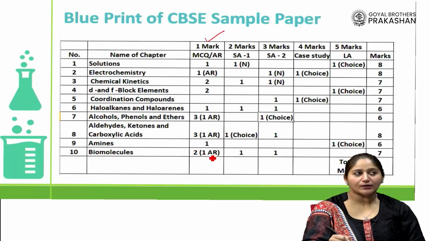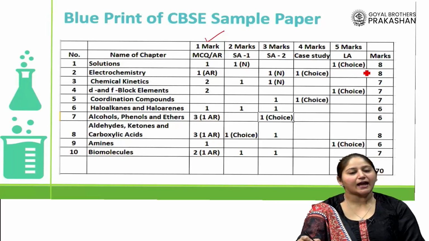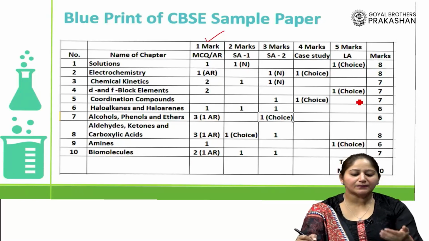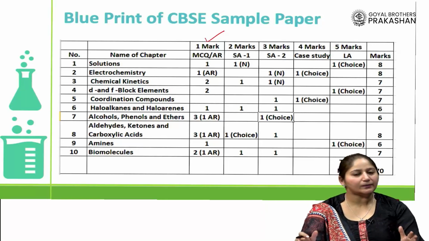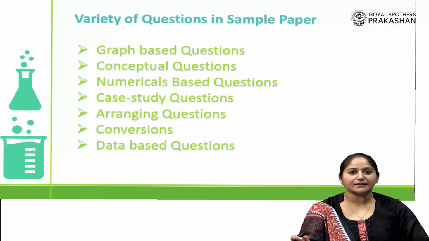So multiple choice questions are given, long answer questions are also given. As you can see, from solutions there is a 2 marker question, a 1 marker question and a 5 marker question, and similarly this is the entire blueprint of the question paper, if it helps. Now let's talk about the variety of questions in the CBSE sample paper.